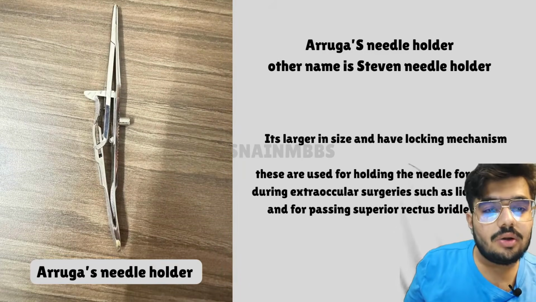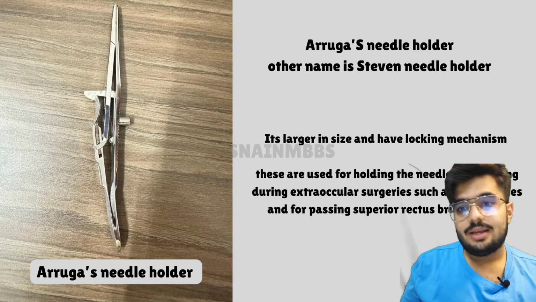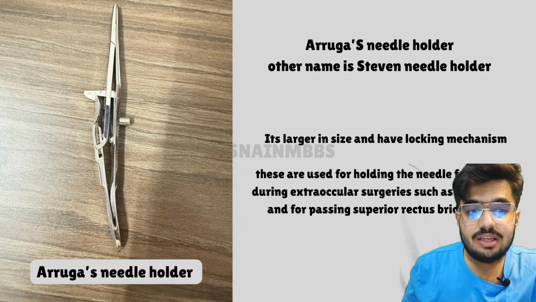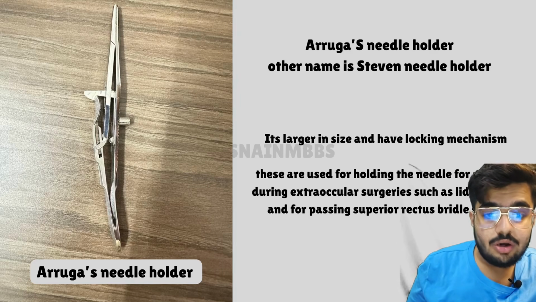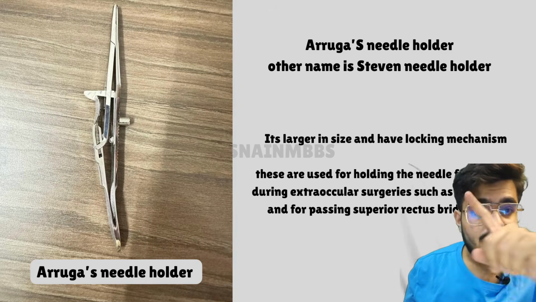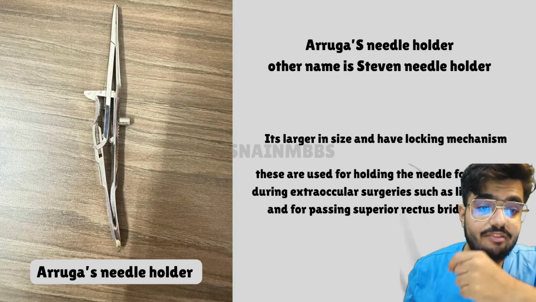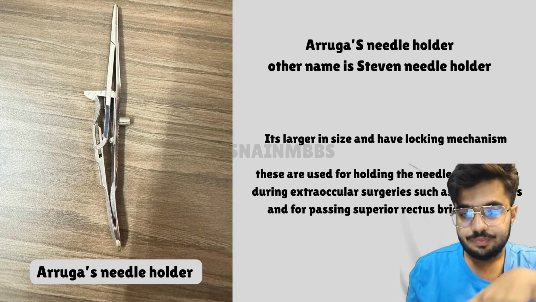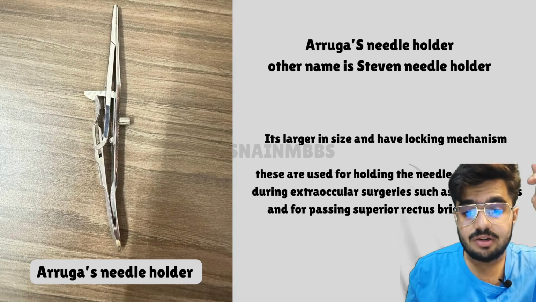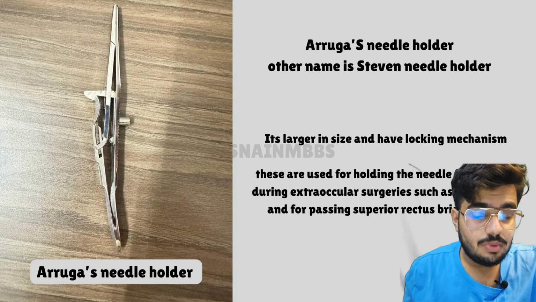Third one is the Arruga needle holder, also known as the Stevens needle holder. It is large in size and has a locking mechanism. It is used to hold the needle for suturing during extraocular surgery, such as lid surgery. In the case of the Barraquer and the Castroviejo, we use them for corneal, fine suturing. The Arruga we use in our globe surgery. We even use it while passing our bridle suture.